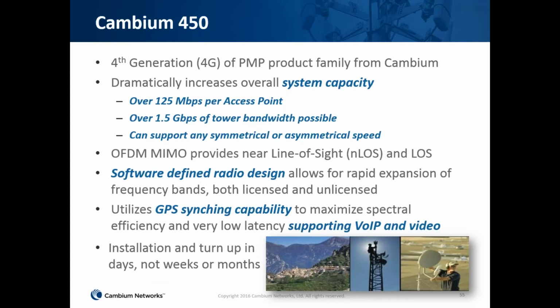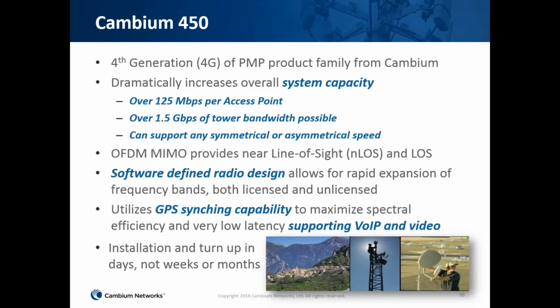The 450 product that we have, the 450i product, provides 125 megabits of bandwidth out of a given access point. So that means in a 360-degree array, you can get a great amount of bandwidth available. We've got some customers that are going 15, 20 miles with it. That's not the norm.